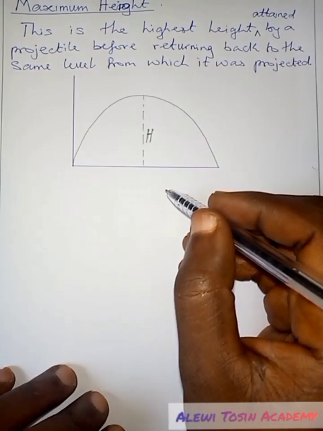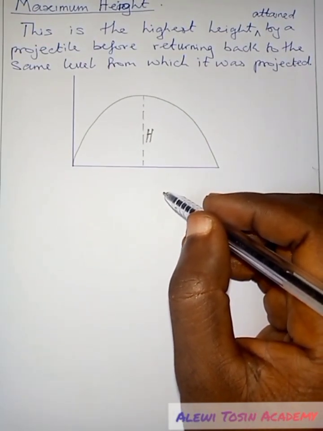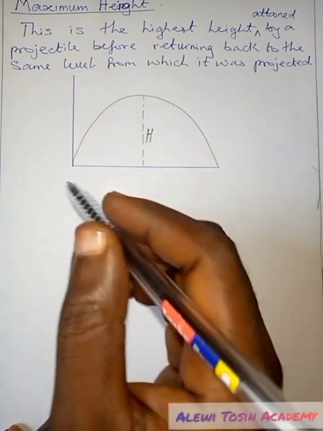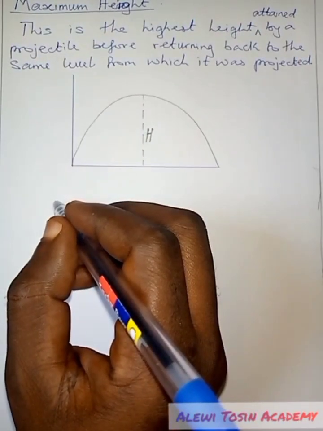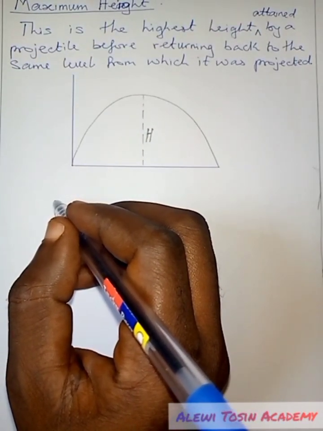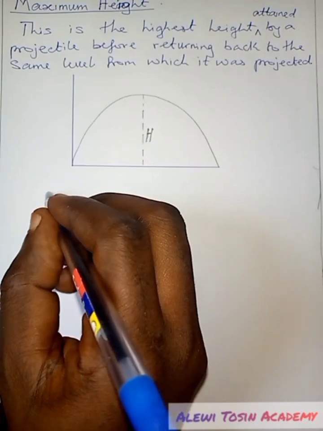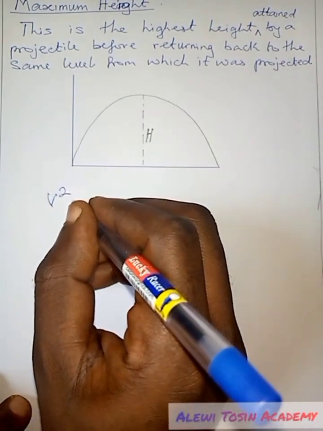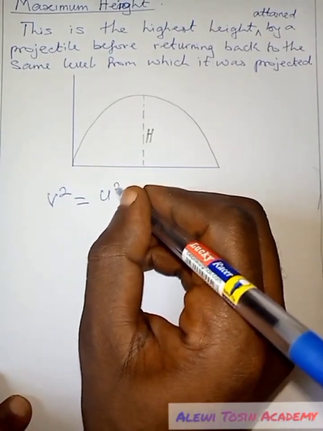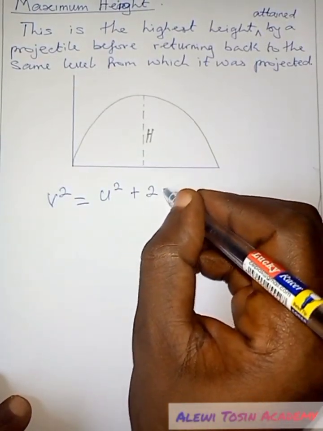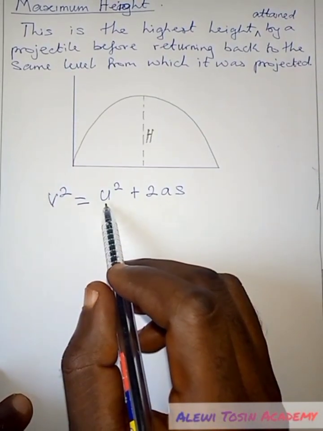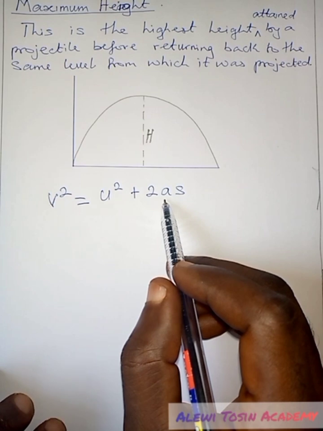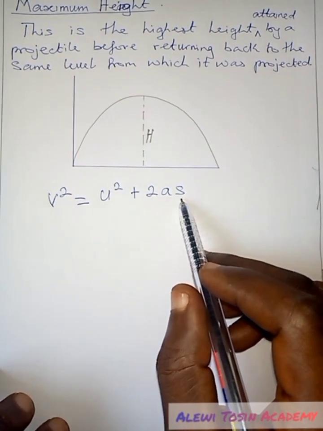Now, let's see this. We said the maximum height is denoted by h. From Newton's equation of motion, we could recall that v squared equals u squared plus 2as, where u is the initial velocity, v is the final velocity, a is the linear acceleration, while s is the distance.